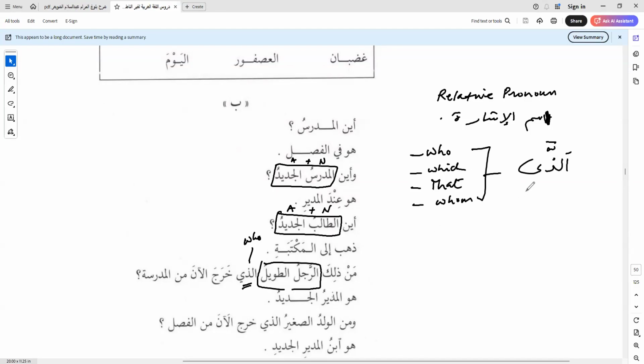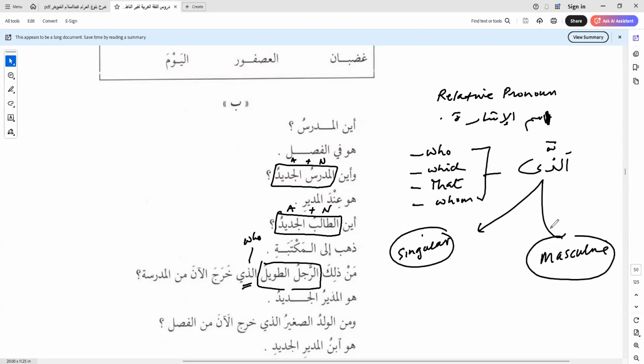So الذي is who, and then it is also used for what? Singular. And then it's also used for what? Masculine. Very, very important. So you need to know that الذي is singular and masculine. It can be who, it can be which, it can be that, it can be whom. But let's put an asterisk here. Later we're going to talk about it, because this is objective.